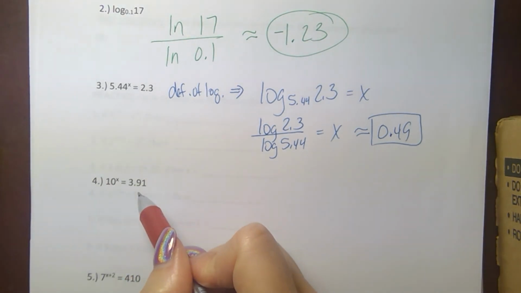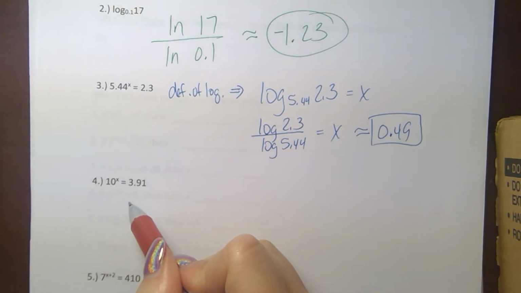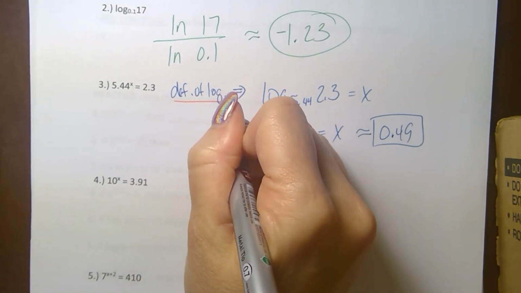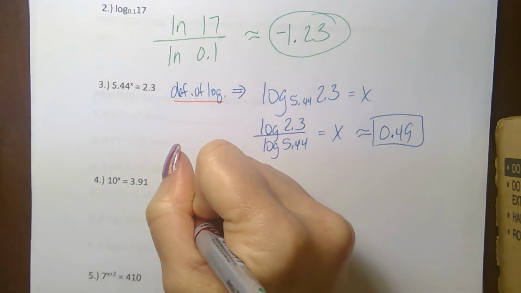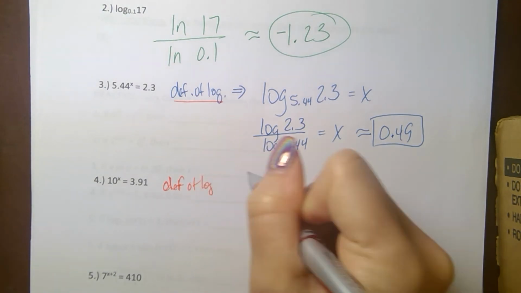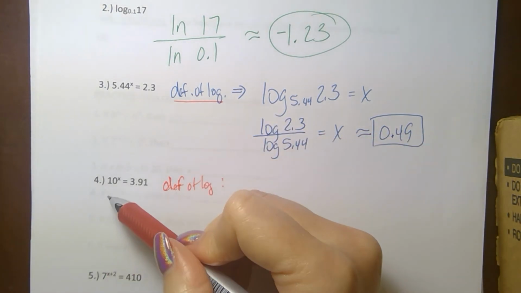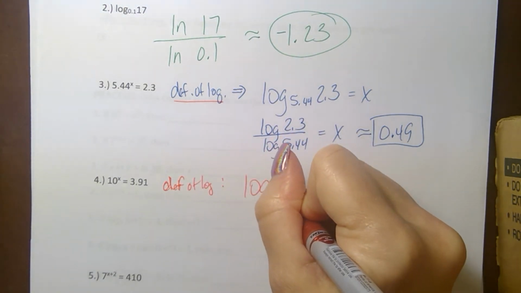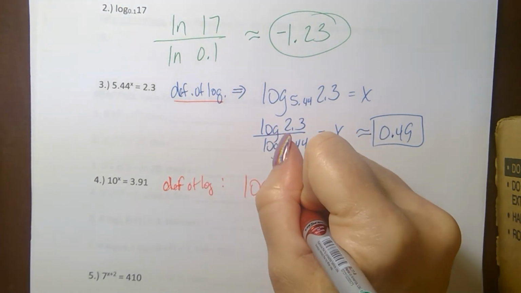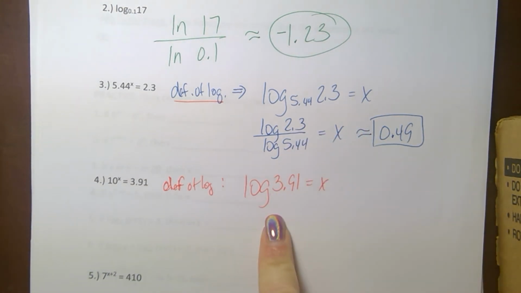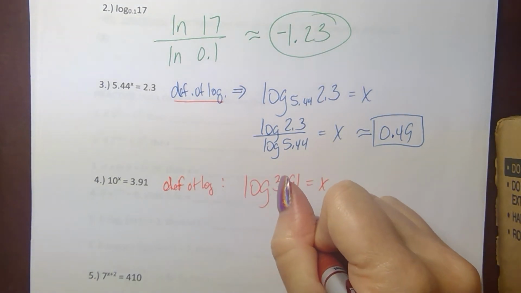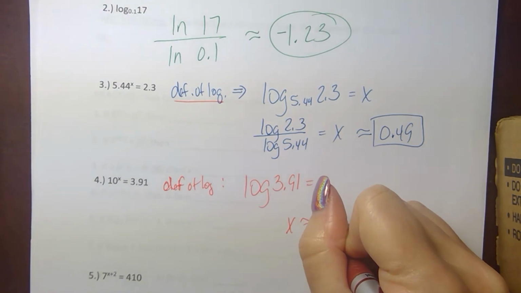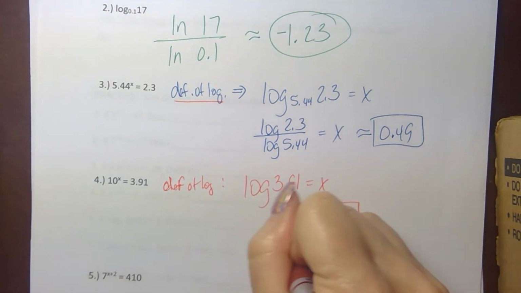10 to the x equals 3.91. I can't solve for x in the exponent, so I'm going to use my definition of logarithm to rewrite it in logarithmic form. My base is 10. That's my common log, so I don't have to write base 10. I can just say log of the argument 3.91 is equal to x. And I don't have to use change of base. It is base 10, so I can just use log of 3.91 to solve for x, and I get an approximate value of 0.59 for x.